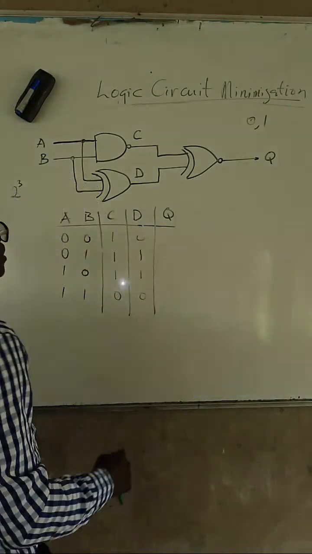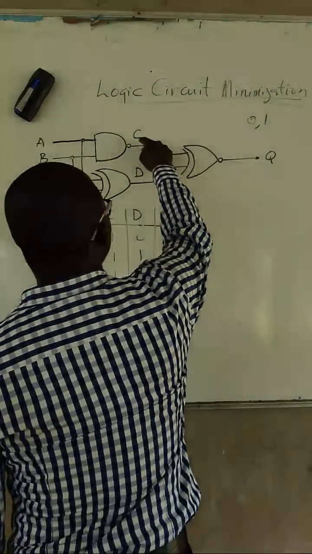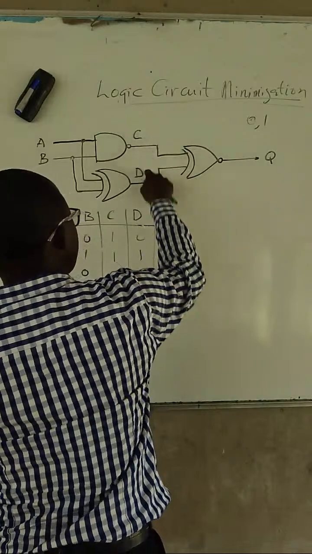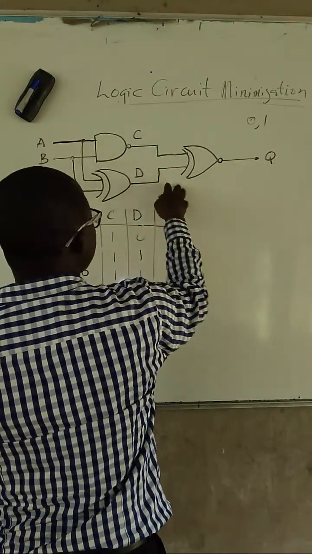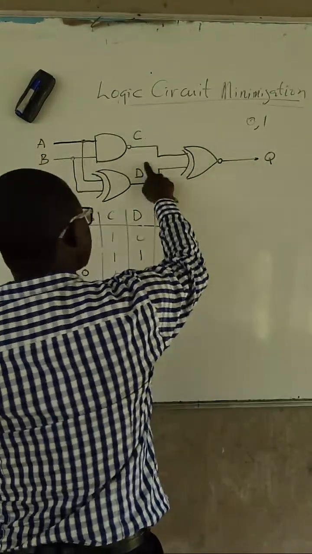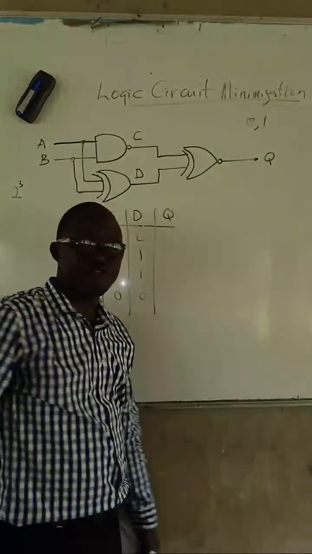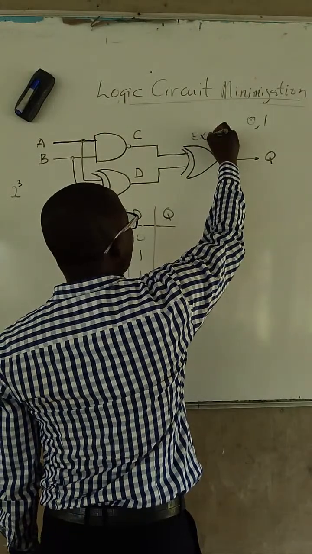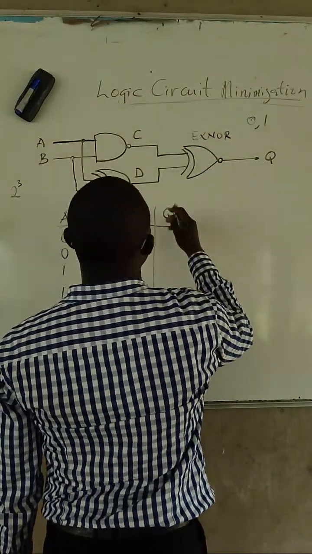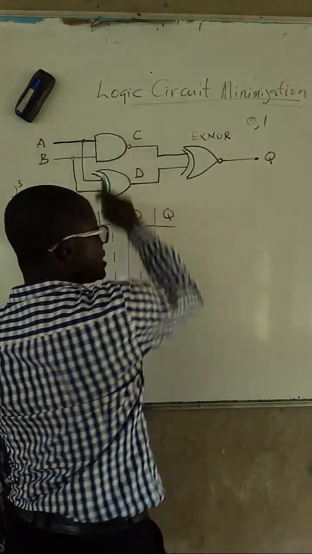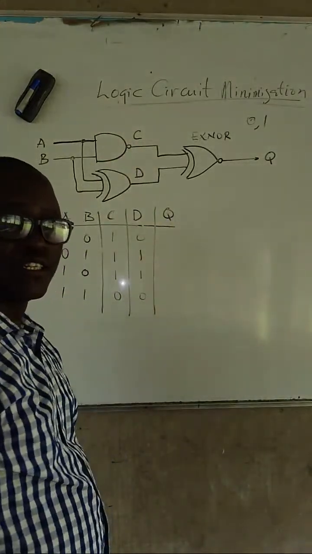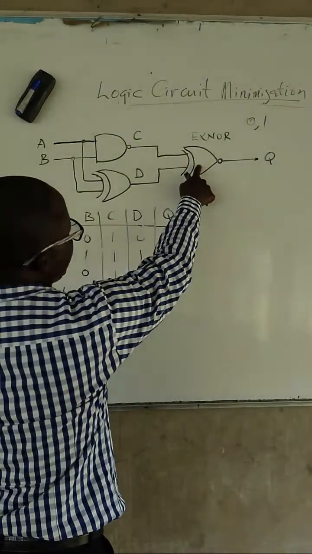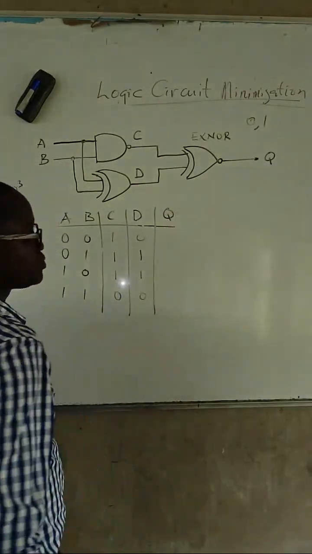So we have this. Now, the two outputs here, C and D, are the intermediate outputs. That is, in between, they are not the final output. So they serve as the input to the final gate, which is actually XNOR. The final gate is XNOR. This is XOR, this is the NAND gate. All right? So we use C and D as the input to the XNOR and write the final output as Q.